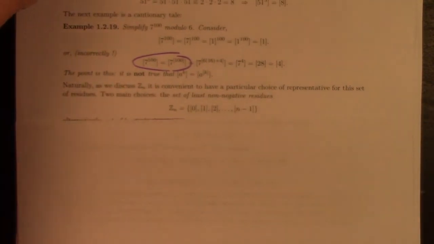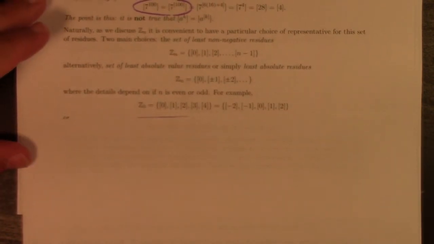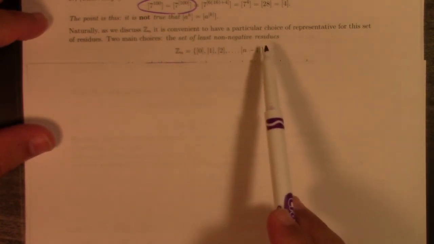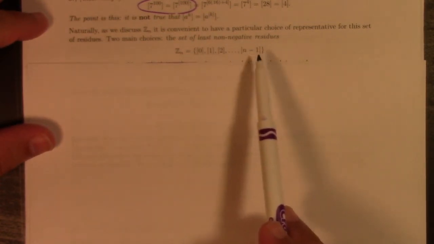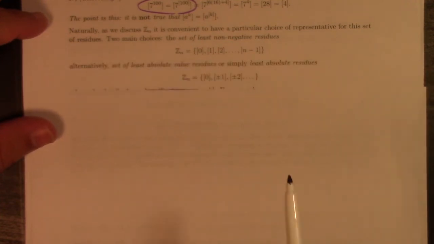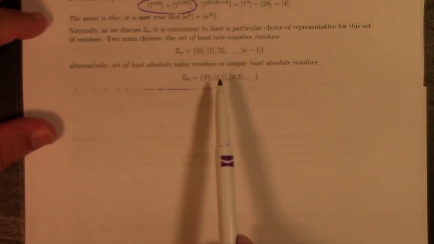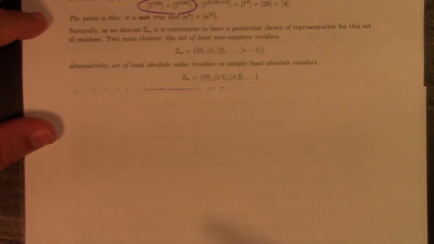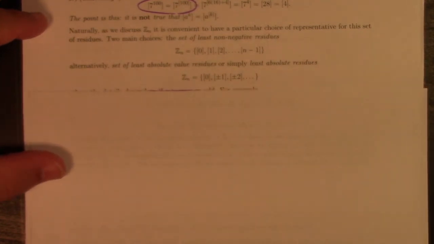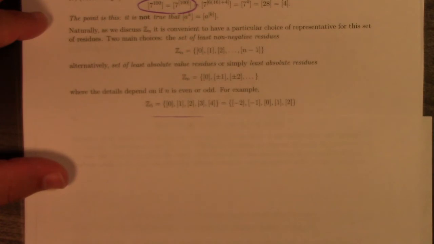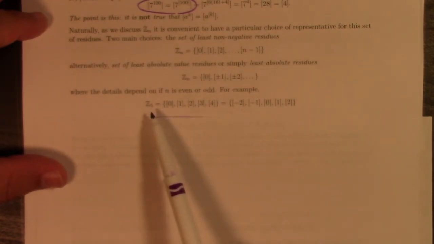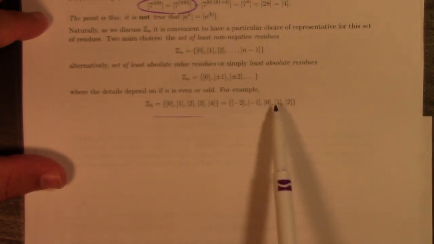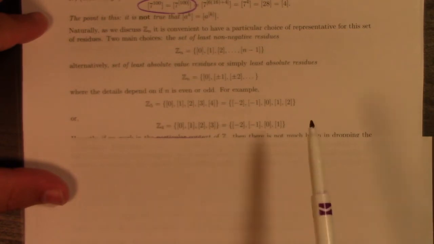Now, just a word of advice. When you're working with Zn, you've got some choices. You can use representatives, the least non-negative residues. I often use 0 through n minus 1. But sometimes it's helpful to use the least absolute value residues, which are like 0, plus or minus 1, plus or minus 2, all the way up to however many you need to get everything. The details depend on whether n is even or odd. For example, if it's odd, for example this 5, then you've got minus 2, minus 1, 0, 1, 2. Whereas if it's even, it's kind of lopsided.